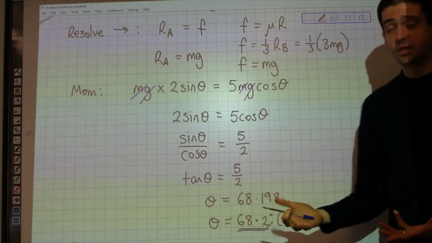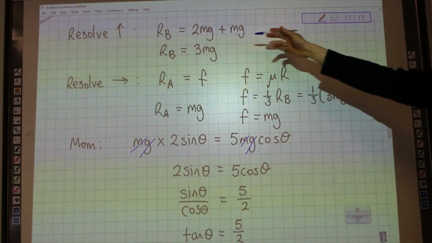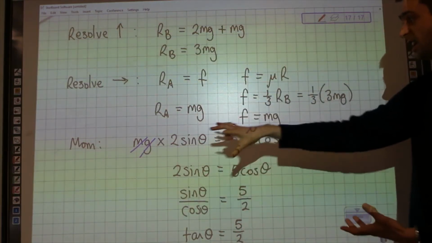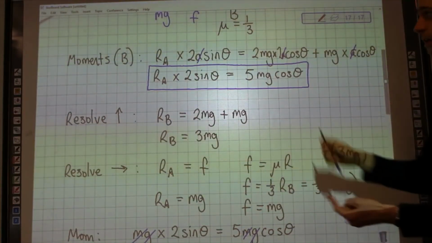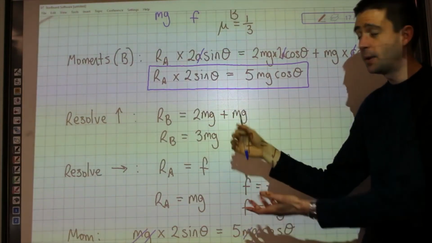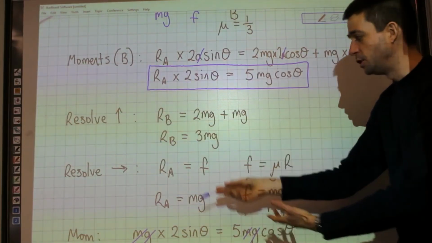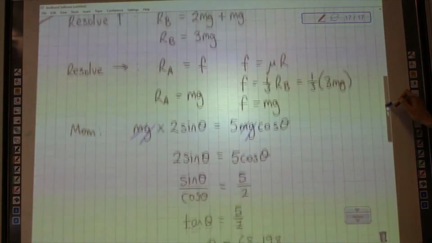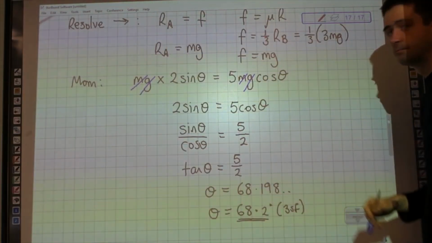So you could argue that I did that in a slightly funny order. Probably the more efficient way to do it would have been to resolve vertically first and then resolve horizontally. I would have had RB and RA that I then could have put into my moments equation. But actually, the fact is it didn't matter, because moments, resolve vertically, resolve horizontally, those were the three things I was going to be doing anyway. I did the moments first, parked it until it had some more information, and then used what I then got, and it dropped out quite nicely. So there you go, the angle of elevation of the ladder is 68.2 degrees. Job done.